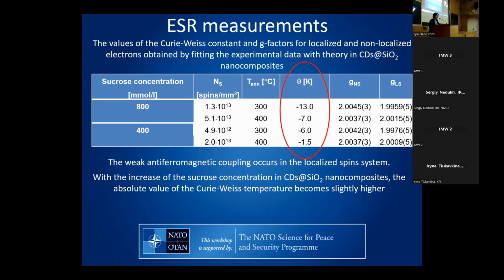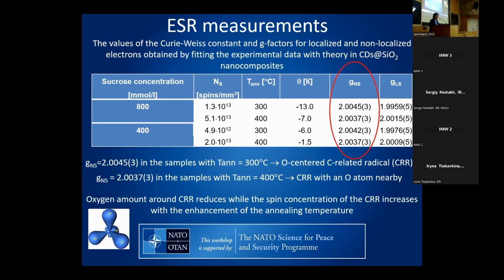The Curie-Weiss temperature was found to have a minus sign, so we can tell there is a weak antiferromagnetic coupling that occurs in the localized spin system. And the g factor for non-localized electrons was found to be equal to 2.0045 in the samples analyzed at 300 Celsius, and it should correspond to an oxygen-centered carbon-related radical, and the g factor 2.0037 was found for the samples analyzed at 400 Celsius, and it corresponds to a carbon-related radical with an oxygen atom nearby.